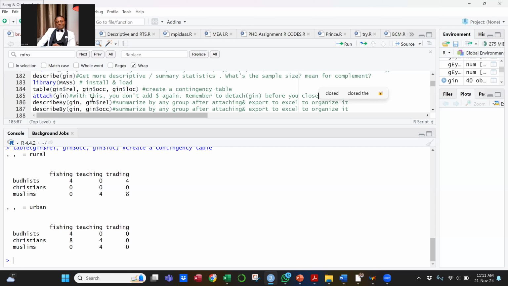I just typed that there. Now remember to detach before you close. Yes, someone. Please, what will happen if you don't detach? If you don't detach, it will keep those things in its memory.